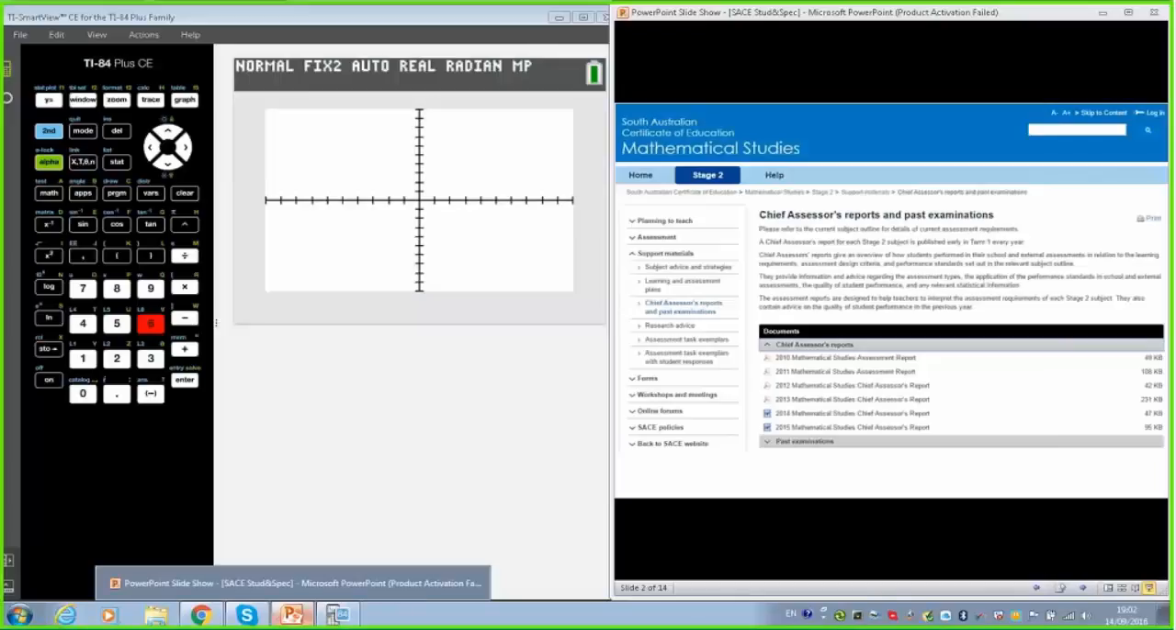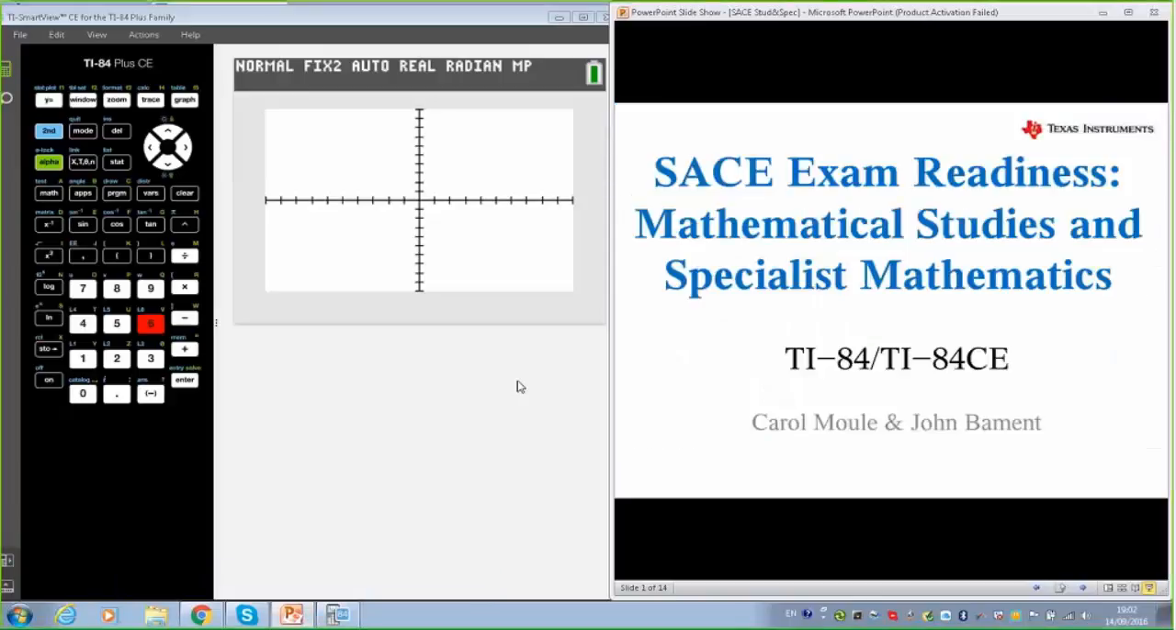My main focus tonight will be on the studies aspect, and then Carol will take the baton from me and continue with the specialist. I've split my screen like this just so that I can show you how I'm working with the calculator using TI SmartView, and at the same time show my PowerPoint because I've got some questions there. But obviously I could have either of those bigger if I was in the classroom context.